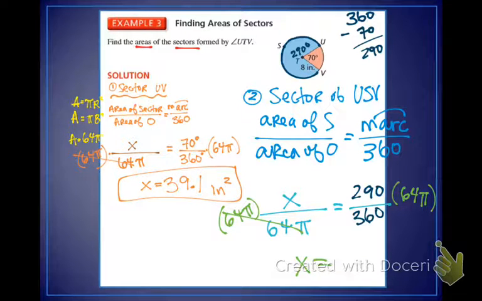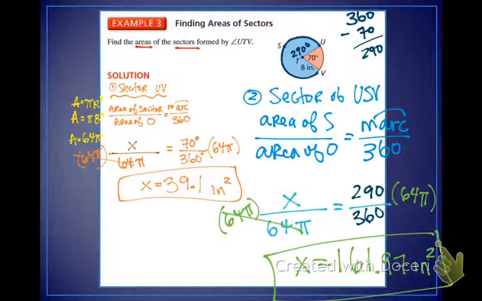Let's go to this corrector. So you should get 161.97, and it is still in inches squared. Where am I getting inches from? From the 8. What is this 8 called? The radius. From the radius. Questions on this?